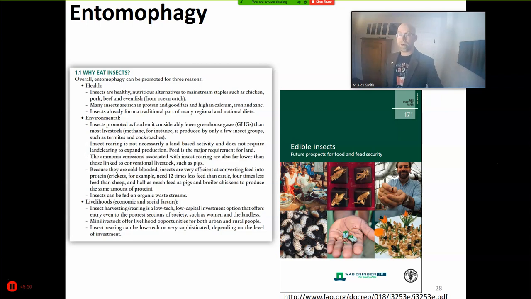They're very efficient at converting food into protein, and I think our guest on Wednesday is going to talk much more about this. And it's also insect harvesting, and I hope there are some questions that you can pose for Ryan on Wednesday about these aspects. Insect harvesting is a low-tech, low-capital investment option that offers entry to even the poorest sections of society, such as women and the landless. This is speaking globally, as compared to protein generation from traditional stock animals.